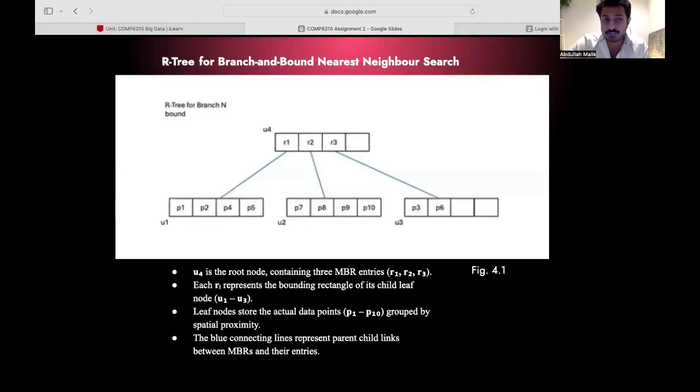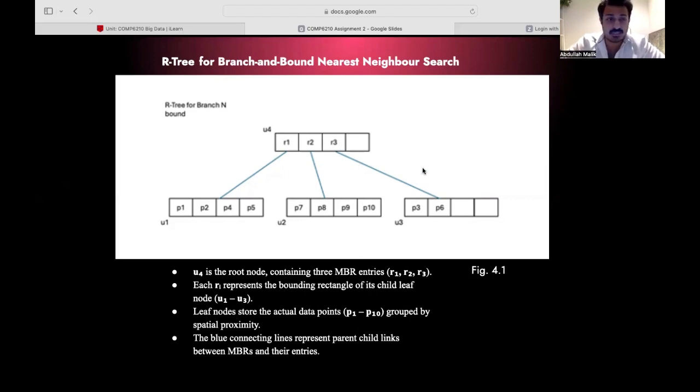This is the R-tree structure built for the nearest neighbor search. At the top is the node U4, the root, containing the three minimum bounding rectangles, R1, R2, and R3. Each MBR represents a leaf node below it that stores the actual data points. U1 holds P1, P2, P4, and P5. U2 holds P7, P8, P9, and P10. And U3 holds P3 and P6.